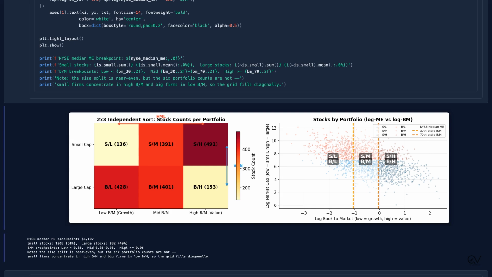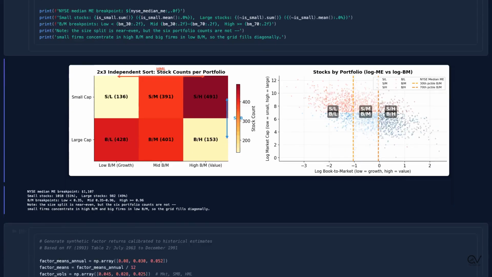But look at the 6 portfolio counts in the heat map. They are wildly unequal. Small over high holds 491 stocks, while small over low holds only 136. And on the big side, that reverses. 428 in big over low against 153 in big over high. That diagonal pattern is the size and book-to-market correlation showing up directly in the sort, and you can see it in the scatter on the right, where the cloud tilts down as you move toward higher book-to-market.